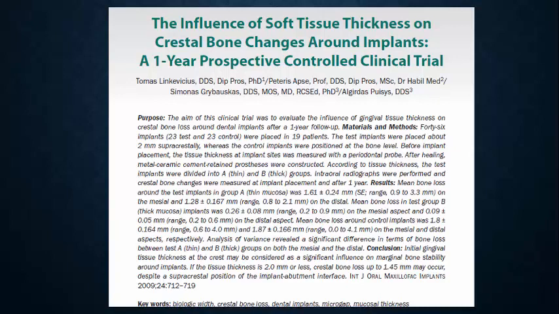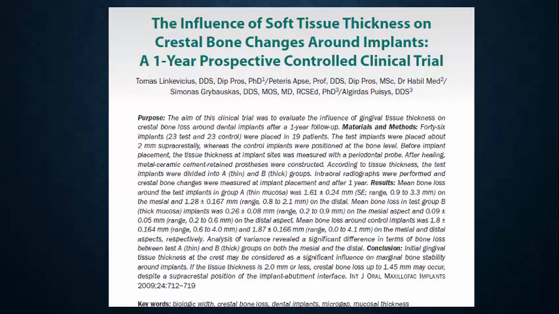However, the group having the implant supracrestally, they divided into thin biotype and thick biotype to see the effect of the micro gap, as we discussed before, on the crestal bone when we have a thin biotype and when we have thick biotype. Are we going to have the same result or not?